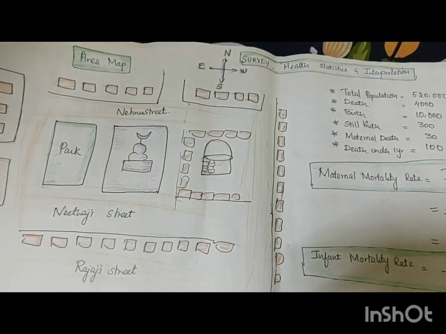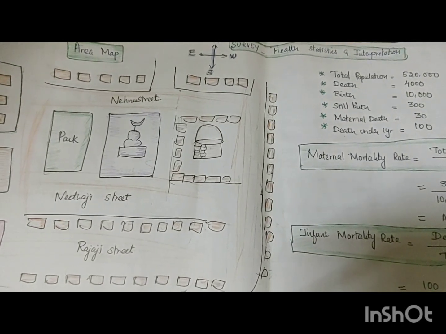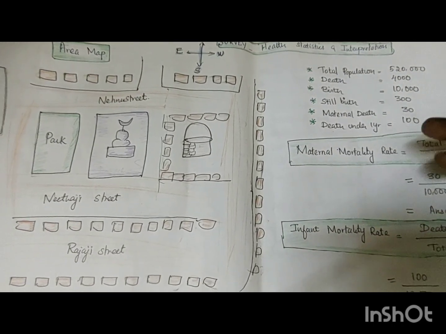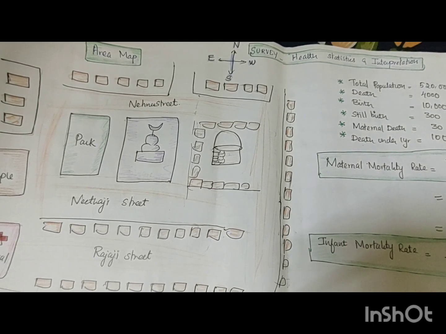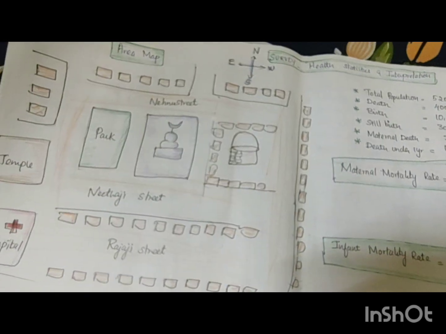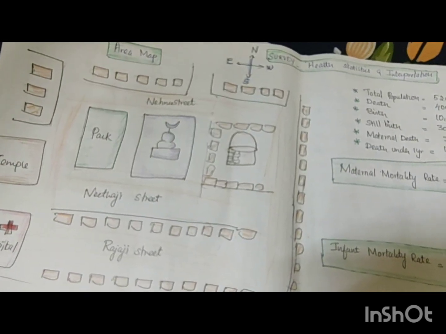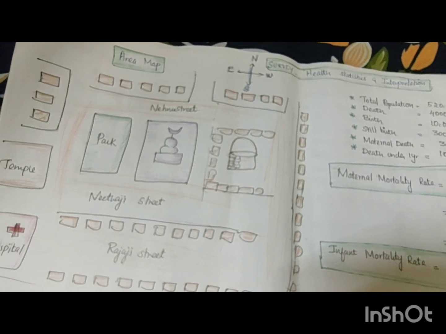For example, how do they interpret? How do they tell the maternal mortality rate in this district or this village? Take one example. Here the population is 5,20,000, deaths are 4,000, births are 10,000, stillbirths are 300, maternal deaths are 30, and deaths under 1 year are 100.